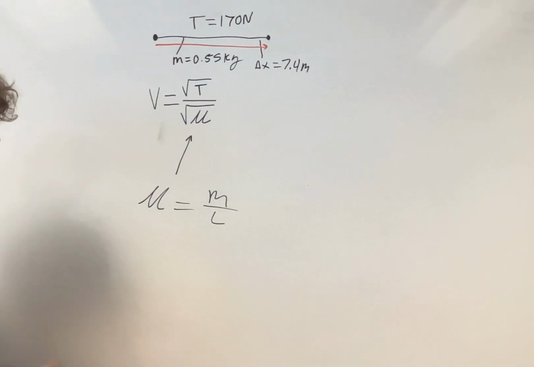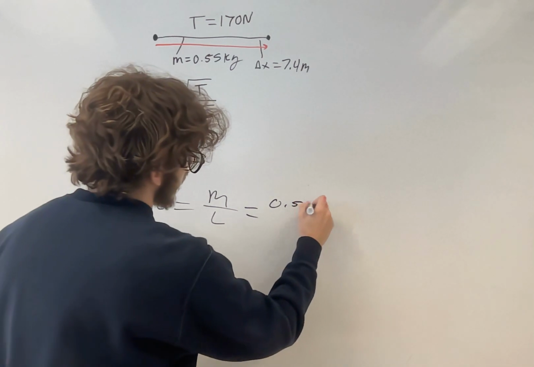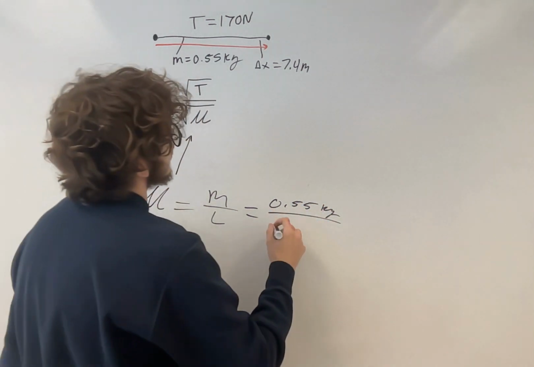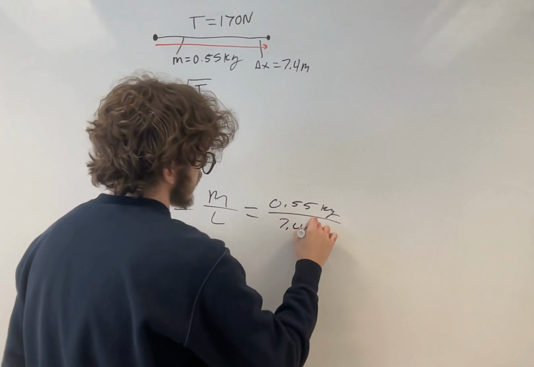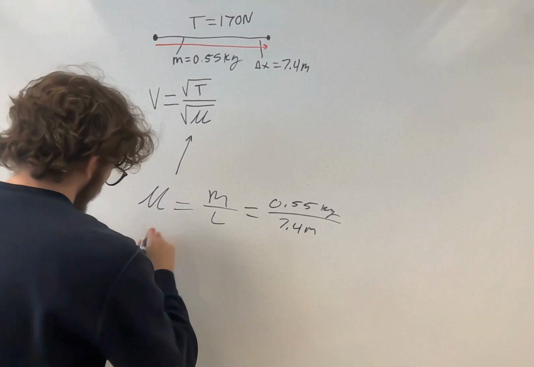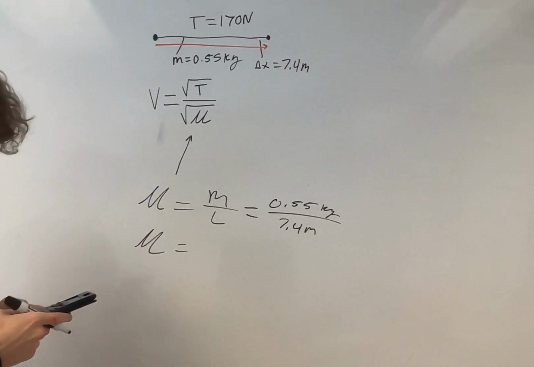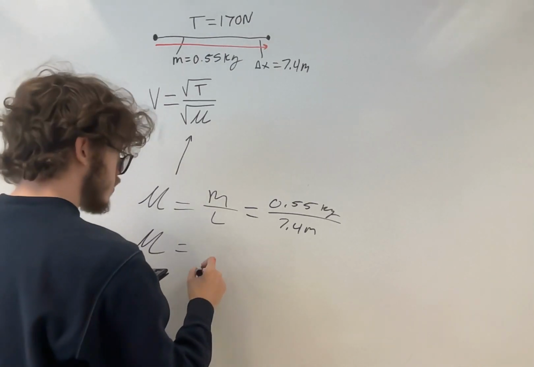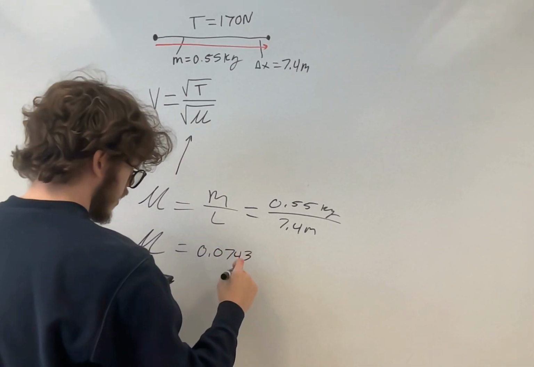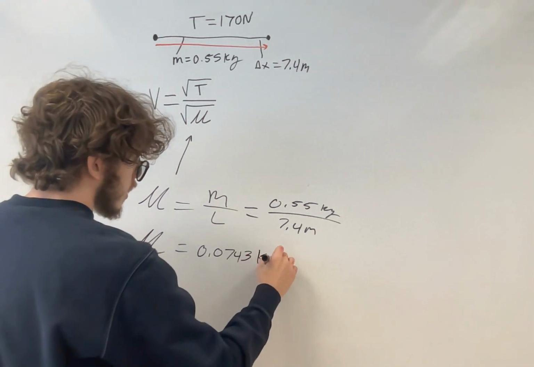Okie dokie. So, linear mass density, let's figure it out. 0.55 kilograms, and you want to use Newtonian units, and the length here is 7.4 meters. Okay, so we found the linear mass density, which is mu, 0.55 over 7.4. This is going to be 0.0743, and I know that I'm using weird units here, but forgive me. Kilograms per meter.